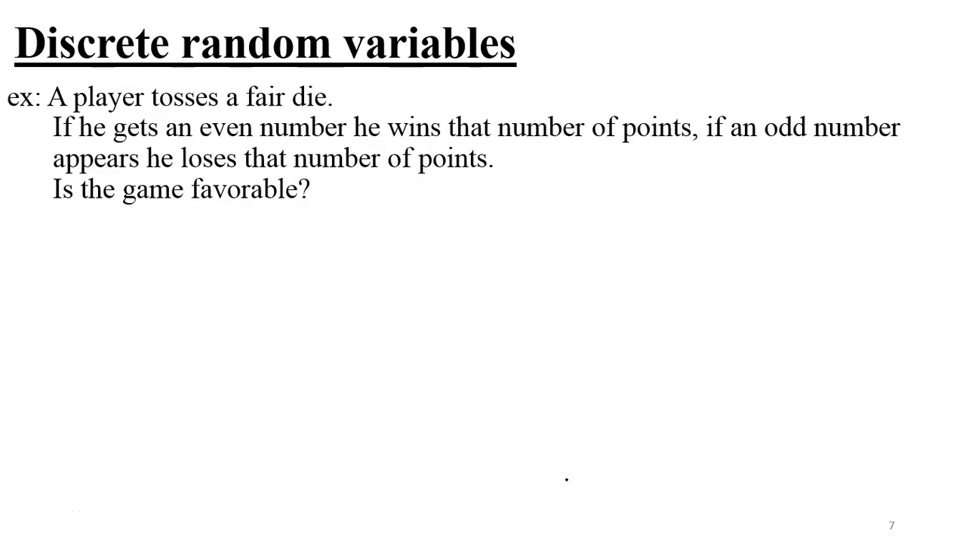So if we were to just look at this last example before we wrap this up. Now we have a player that tosses a fair die. If he gets an even number, he wins that number of points. If an odd number appears, he loses that number of points. So is the game favorable?